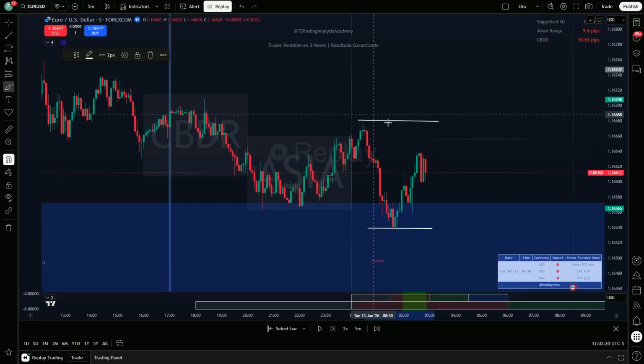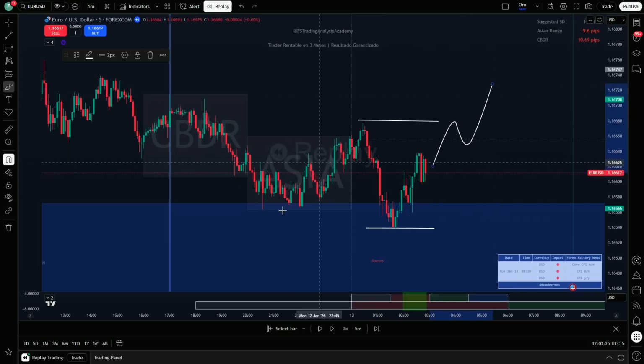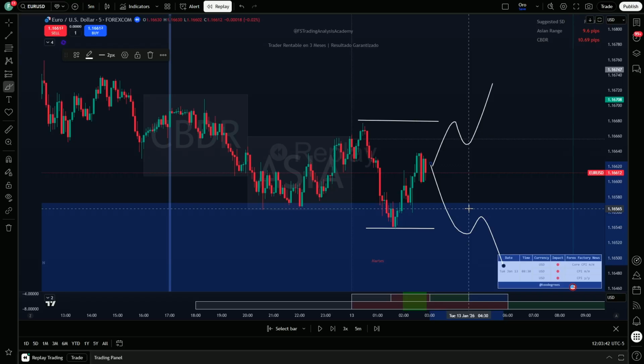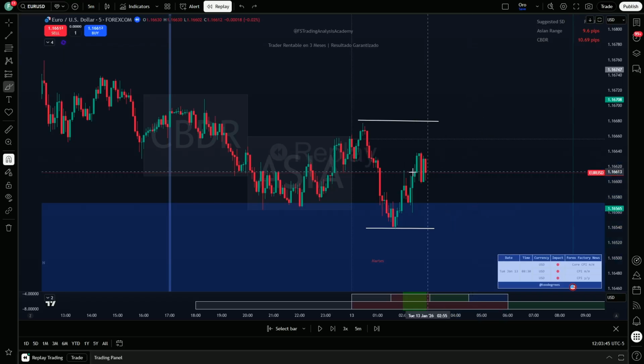We need confirmation to know if price wants to keep rising. So the move would be Asian accumulation, manipulation of the low and distribution to the upside, or conversely, accumulation, manipulation of the high and distribution to the low. If we wanted a bearish continuation once we have analyzed the previous movement, for now, we must wait for price to break one of the two zones.